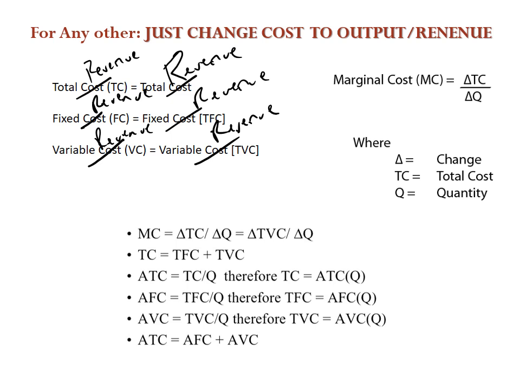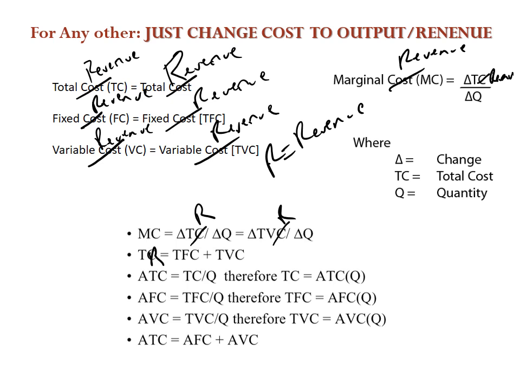Your marginal revenue now would be your change in total revenue divided by your change in quantity. Still the same thing. All you have to do is change everywhere you see cost to revenue. Let's put R equals revenue. So change in total revenue divided by change in quantity. This would be change in total variable revenue divided by change in quantity. Your total revenue would be your total fixed revenue plus the total variable revenue.